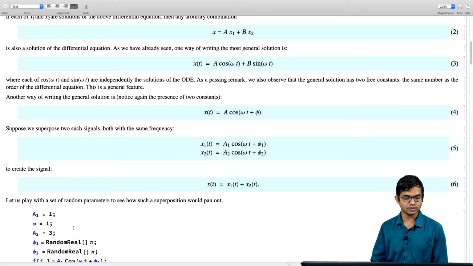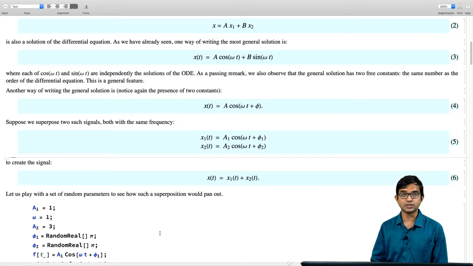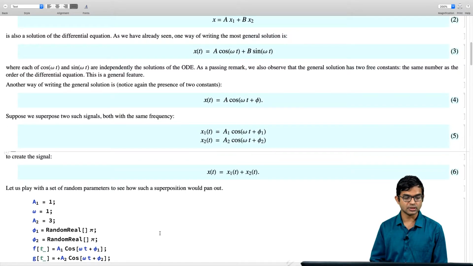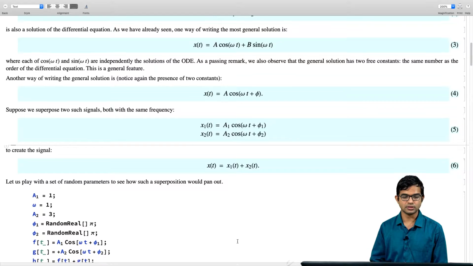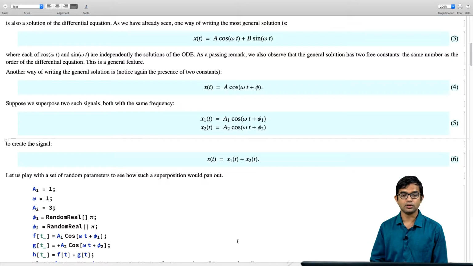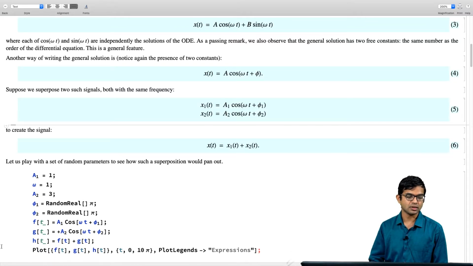I'm defining all these quantities here, and then I have this function f of t underscore, which is a1 times cosine of omega t plus phi 1, plus I have another function a2 times cosine of omega t plus phi 2. So these are the mathematical equations which I'm trying to add, and this is the syntax to make Mathematica understand them as functions which can be plotted. I'm just going to create a new function h, which is the sum of these two functions, all very intuitive, but there's also syntax in here. So notice that I have used this function called RandomReal.